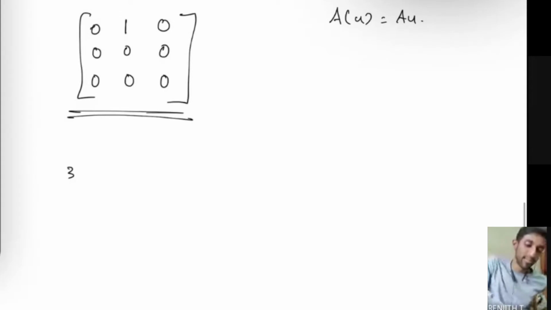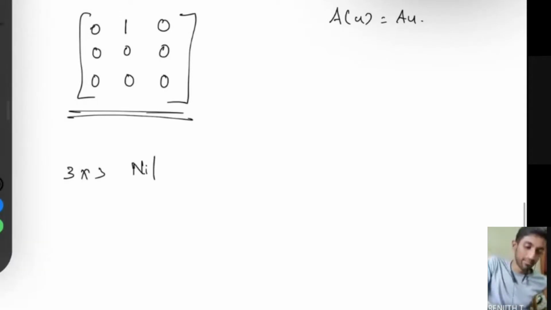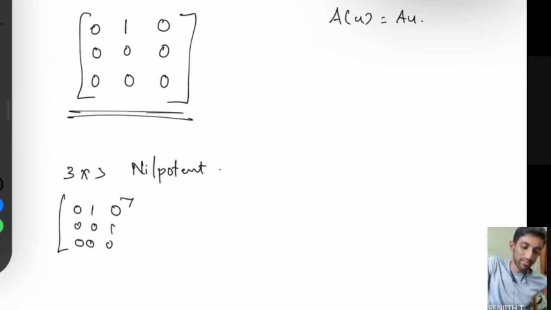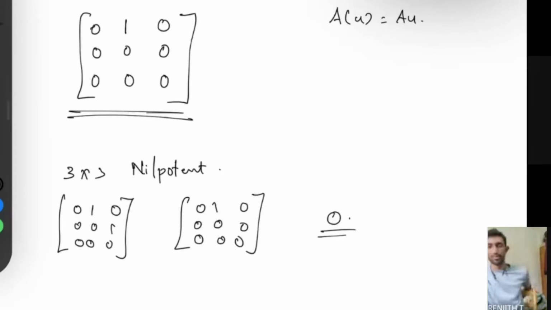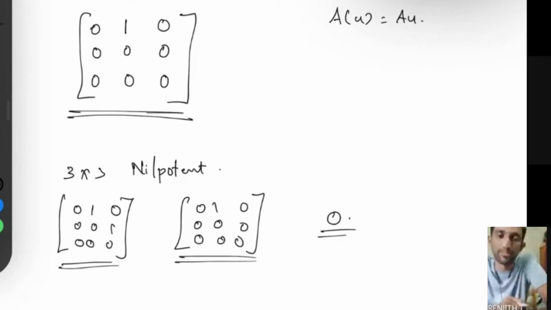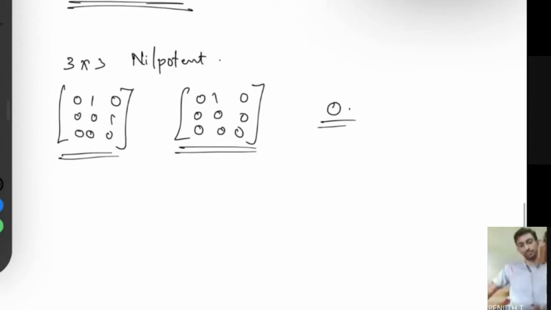So for a 3 by 3 nilpotent matrix, we wrote forms: 0 1 0, 0 0 1, 0 0 0. This was one form. Another form: 0 1 0, 0 0 0, 0 0 0. And the single zero matrix here. So these are the 3 possibilities, because we covered all the possibilities. So if a 3 by 3 matrix is nilpotent, then these are the only possibilities of Jordan canonical forms. Okay, so this is how we are going through Jordan canonical forms.